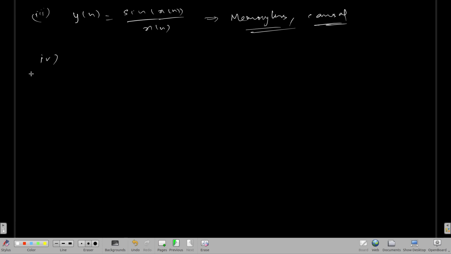Then what are we looking for? What else is there? There are the invertibility and stability conditions, right? So what was the condition for invertibility? The invertibility condition was that for every output there should be a unique input. That is the condition for invertibility.